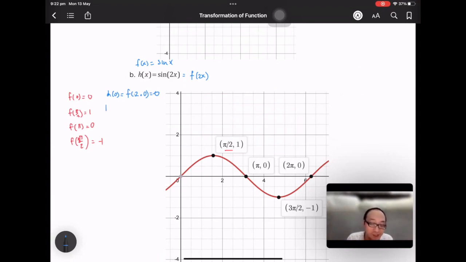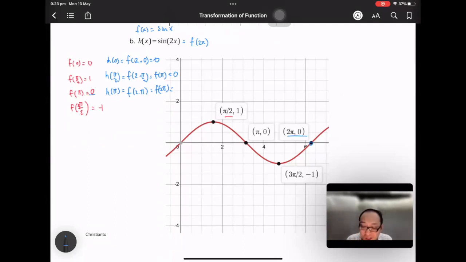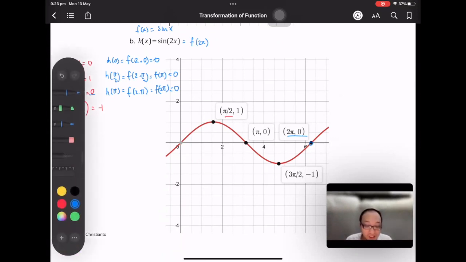h(pi over 2) equals to f(2 times pi over 2), which is equals to f(pi). What is f(pi)? f(pi) is equals to 0. How about h(pi)? So h(pi) is f(2 times pi), so equals to f(2 pi). f(2 pi) is this one, 0. So everything is 0. So, and then how do you do that? Okay, let's try some other numbers.